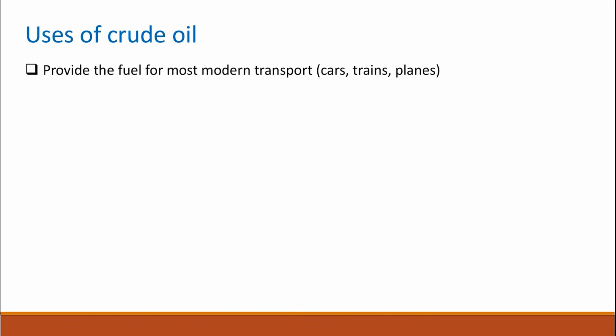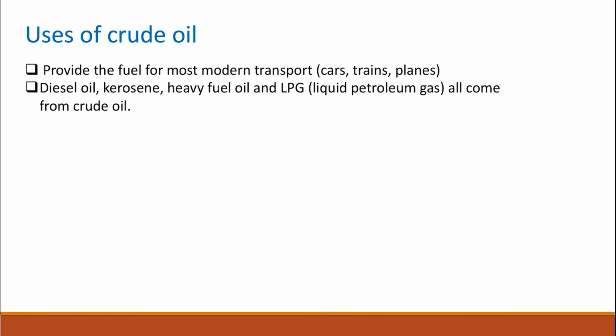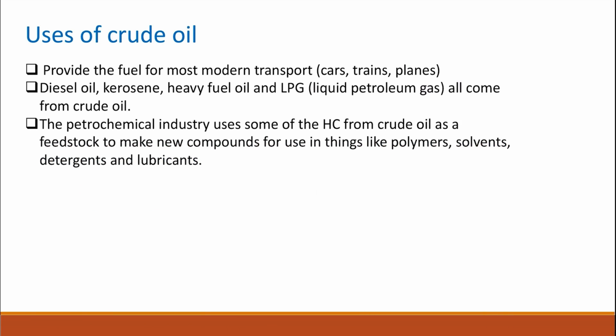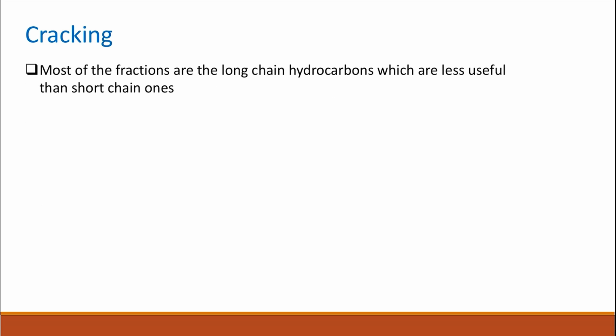Crude oil has many uses because it provides the fuel for most modern transport, and also the diesel oil, kerosene, and heavy fuel oil all come from crude oil. In addition, the petrochemical industry uses the different hydrocarbons that come from the fractional distillation, and they can also be used in making different polymers, solvents, detergents, and lubricants. Most of the fractions that are separated using the fractionation of crude oil are long chain hydrocarbons, which are much less useful than the short chain hydrocarbons.